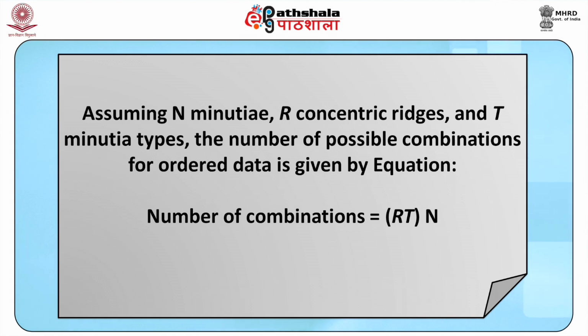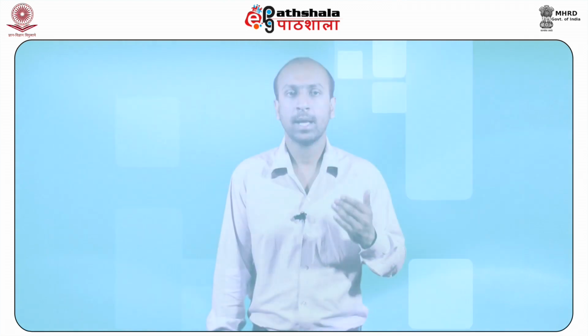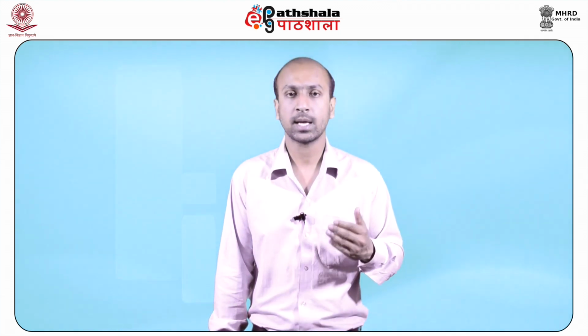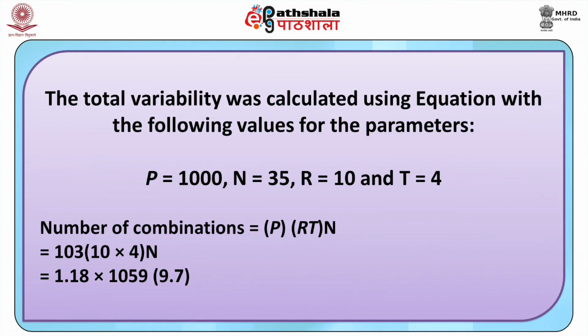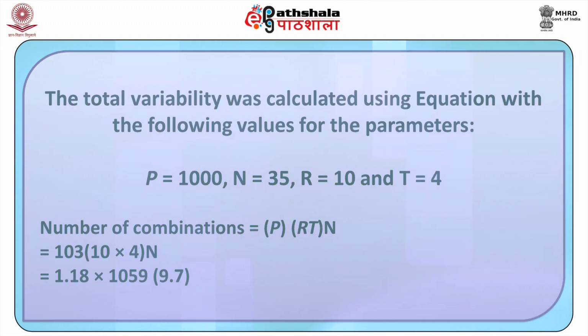given by the equation: number of combinations is equal to (R into T) to the power n. An additional pattern factor P was introduced as an estimate for the probability of encountering the particular fingerprint pattern and core type. The total variability was calculated using the equation with the following values for the parameters: P is equal to 1000, n is equal to 35, R is equal to 10 and T is equal to 4. Number of combinations is equal to P into (R into T) to the power n, which is equal to 10^3 into (10 into 4)^35, which is equal to 1.18 into 10^59.